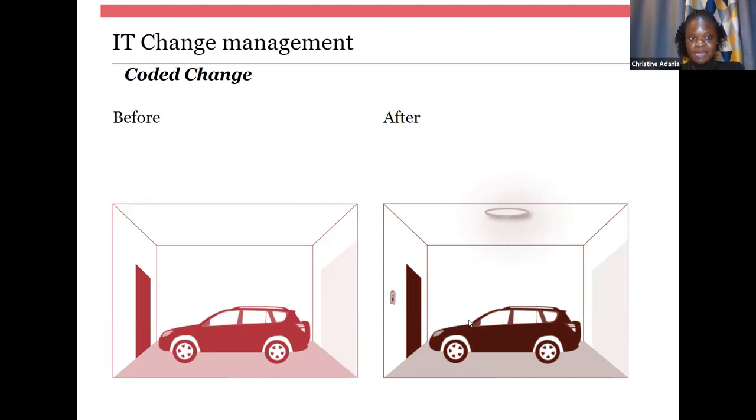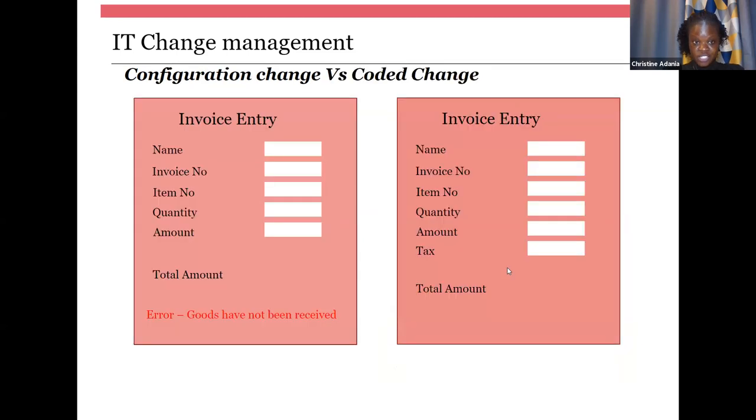So most times for a coded change, you need to reach out to a vendor, especially if the system is not in-house. A code change involves making changes to underlying aspects of a system. The codes are usually retained by the vendors, and once you need to make significant changes, you will contact the vendor and they'll come and make those changes for you. So that's the difference between a configuration change and a coded change.